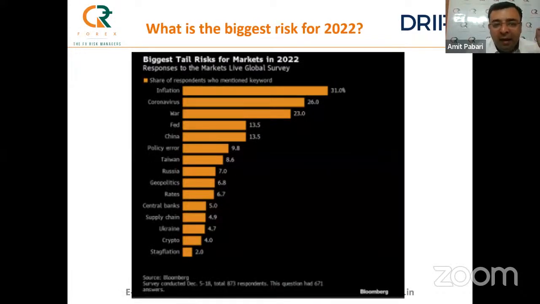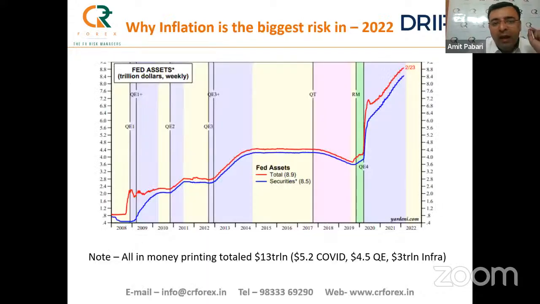Bloomberg did a survey and the answer was the same. 31% of the economists were thinking that inflation is one of the biggest risks, and then 23% said war is the biggest risk for 2022. Now, as you rightly said, inflation is one of the biggest risks that the entire world is facing in 2022. Before we start the presentation, let us go back to history.